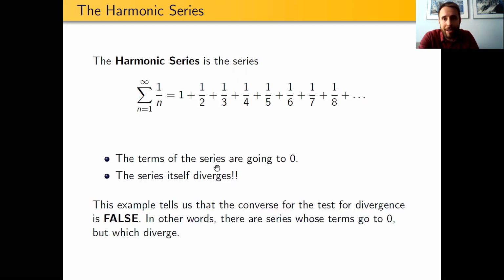So when it comes to the harmonic series, the terms of this series are going to zero, but the series itself diverges. Now, we still have to show this, right? This isn't clear, not yet, not clear at all. But once we show that the series diverges, we will then know that this converse statement is false. In other words, there are series, and the harmonic series is exhibit A here, whose terms go to zero, but which diverge.